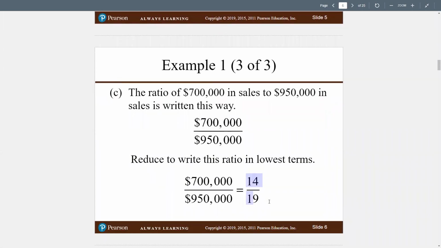Here you can see that they're showing you that you have to reduce into lowest terms.